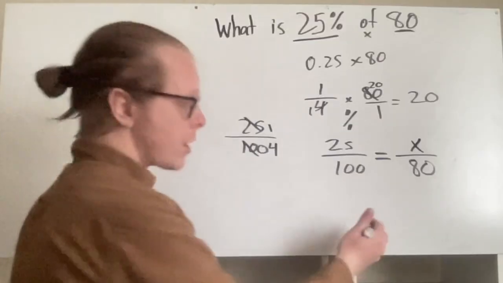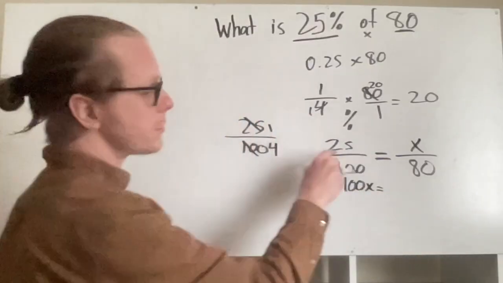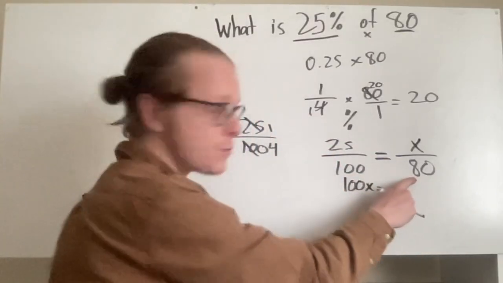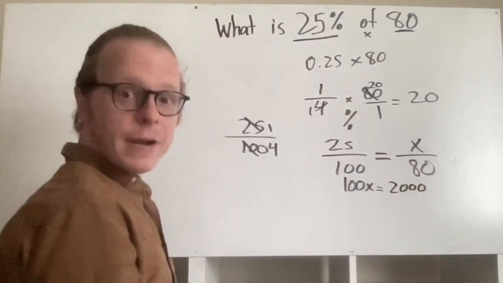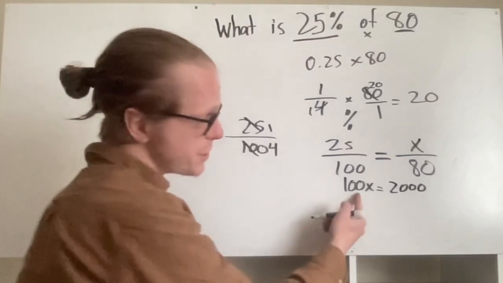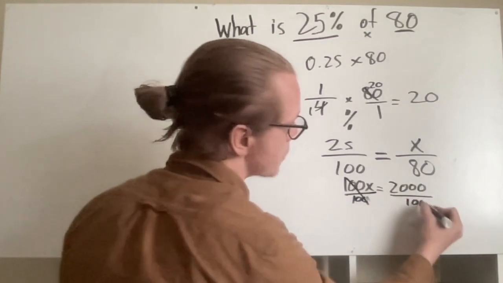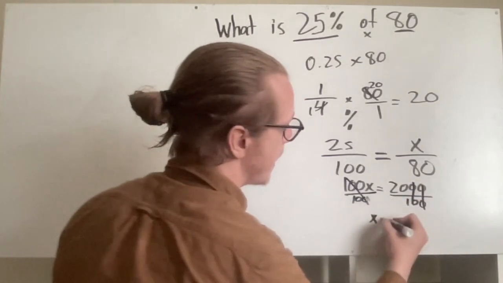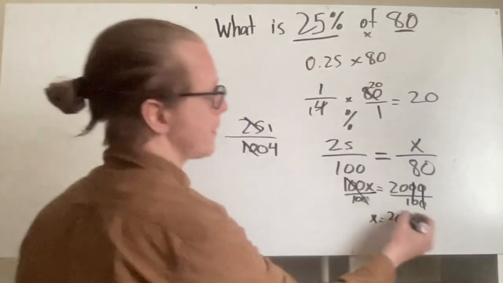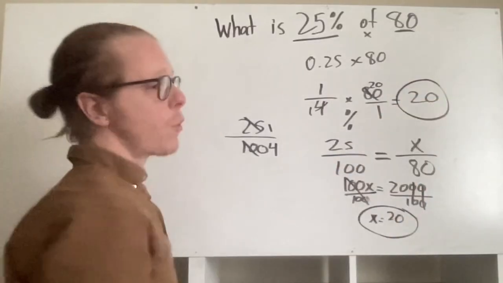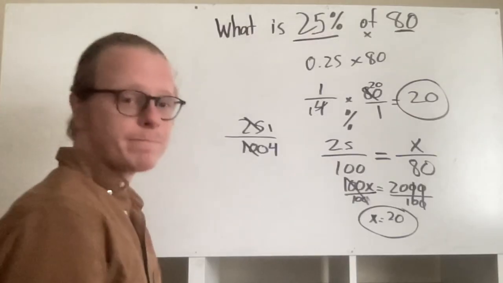From here, cross multiply. 100x equals, well, 25 times 8 is 200. So add a 0, 2,000. And then what's our next step with proportions? Divide by the coefficient on both sides. Divide by 100, divided by 100. So I can just cross off these two zeros. And again, notice we still get our same answer of 20. What is 25% of 80? 20.